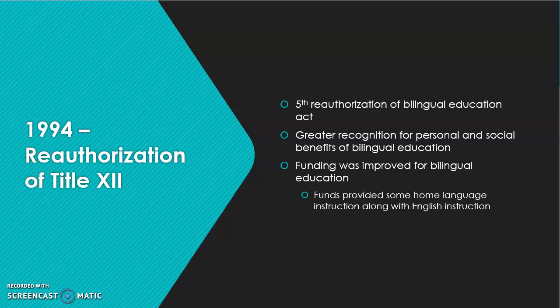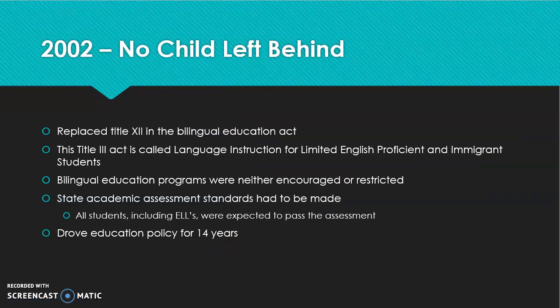Next, we have the No Child Left Behind Act from 2002. This law came into effect under George W. Bush, and it changed federal policy for English language learners. Title VII, or Bilingual Education Act, was replaced by this one, which was Title III, called the Language Instruction for Limited English Proficient and Immigrant Student. Bilingual was removed, and now we have limited English proficient students. Bilingual education programs were neither encouraged nor restricted.